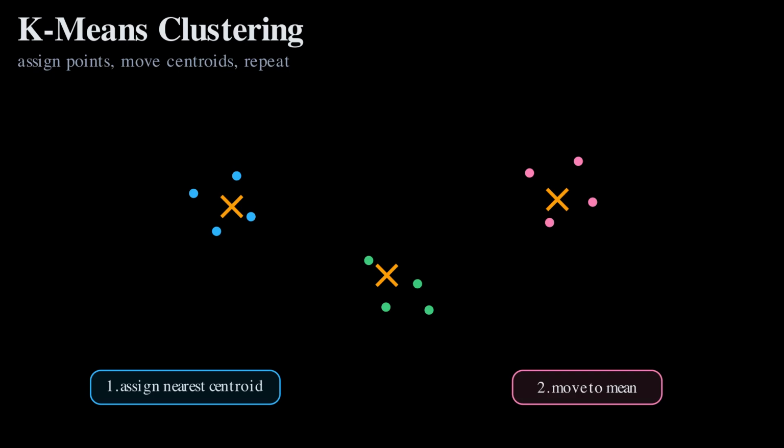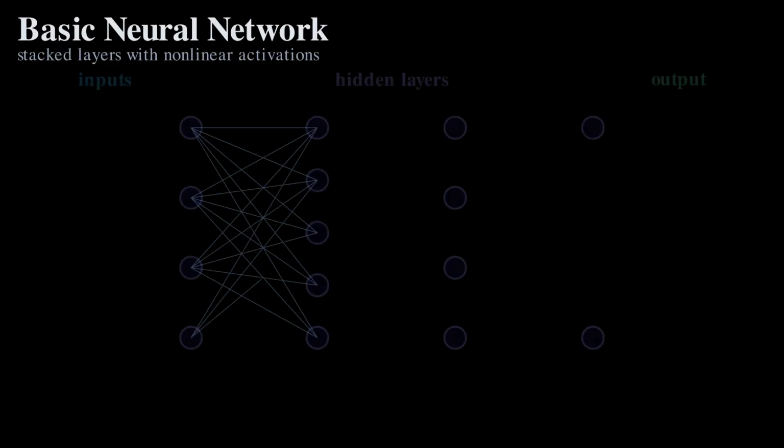Now switch to an unsupervised model. K means clustering assigns each point to the nearest centroid, then moves each centroid to the center of its assigned points. That two-step loop repeats again and again. Assign points. Move centroids. Assign points. Move centroids. The architecture is iterative rather than layered.